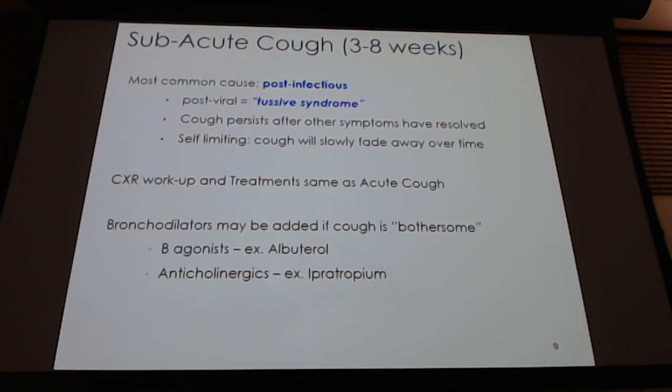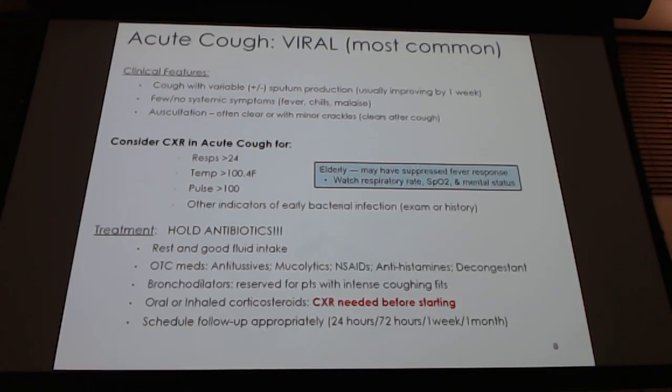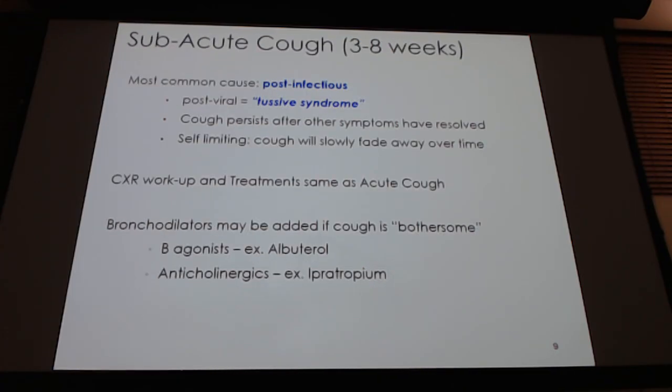So one of the classic associations with this time frame is what's called tussive syndrome. A lot of times it's a patient who has had some sort of infection, influenza, pneumonia, some sort of more significant infection, and they're continuing to cough well beyond the few weeks that you would take to get over something more or less severe.